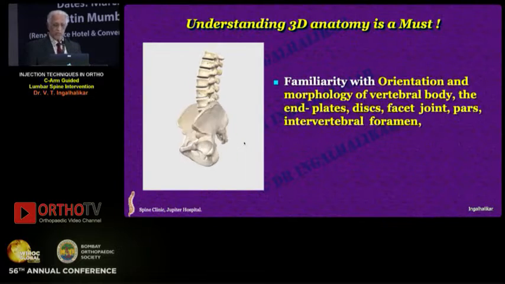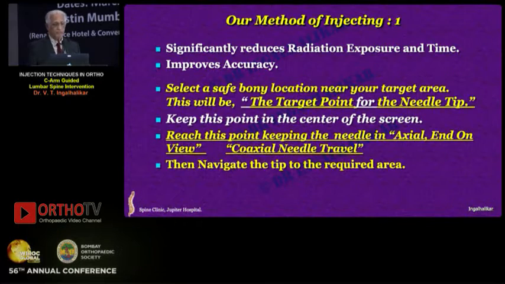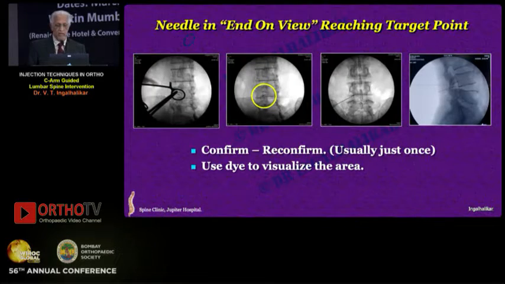Excellent orientation of the 3D images. Our method significantly reduces radiation exposure and improves accuracy. We select a safe bony location near the target area, and we call this a target point for the needle tip. We keep this point in the center of the screen, reach this point keeping the needle in axial end-on view, and the needle travels what we call coaxial needle travel. Then later on, we navigate the needle tip to the required area.